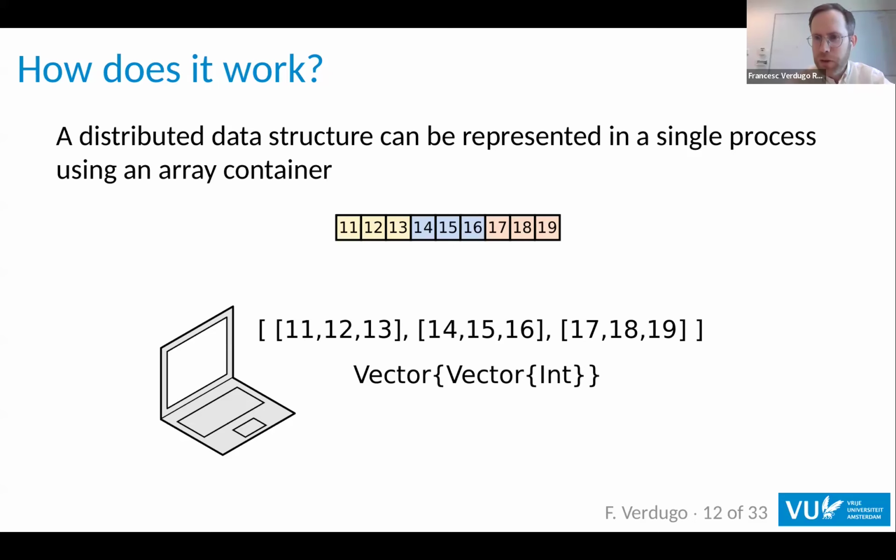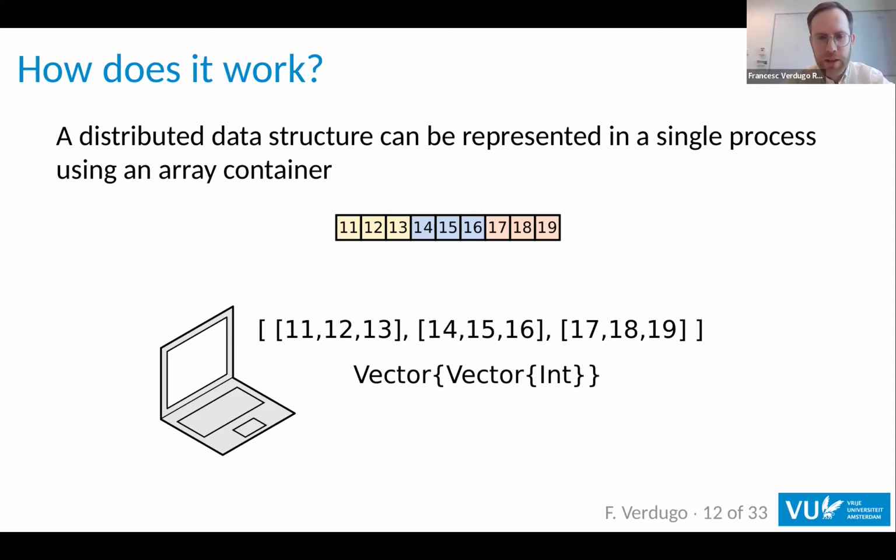So I'm going to try to explain the key ideas behind the library with these small examples, continuing with this small example of the vector partitioned in 3 parts. The first idea is that we need a model for representing data partitions. Here, I have a vector distributed in three parts, and I can represent this in a sequential process.